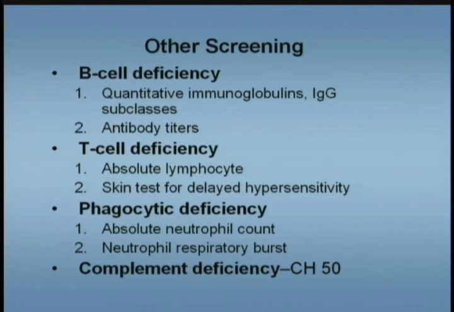For T-cell deficiency, you can order the absolute lymphocyte count off your CBC, and you can do skin testing for delayed hypersensitivity. With phagocytic deficiencies, you can order an absolute neutrophil count from your CBC, and you can also order a more specialized test, which is a neutrophil respiratory burst. And for complement deficiency, the best test is the CH50.